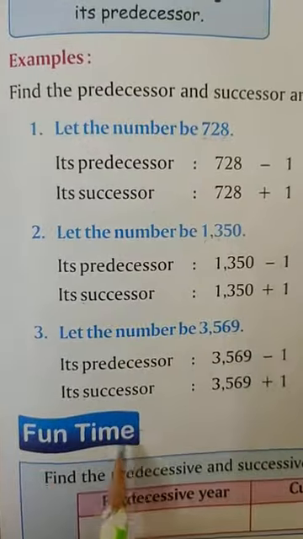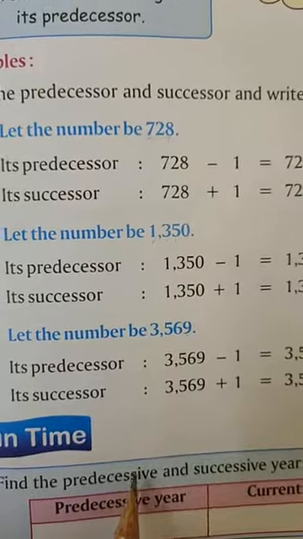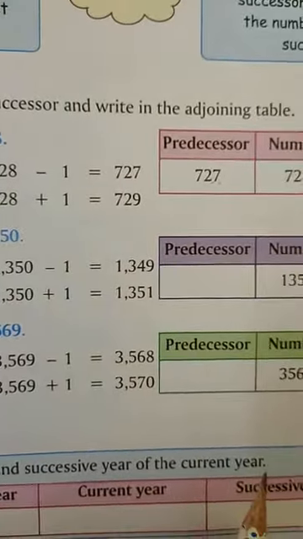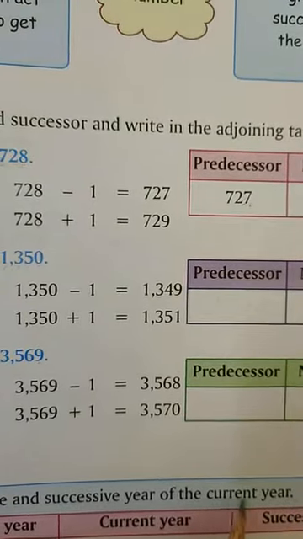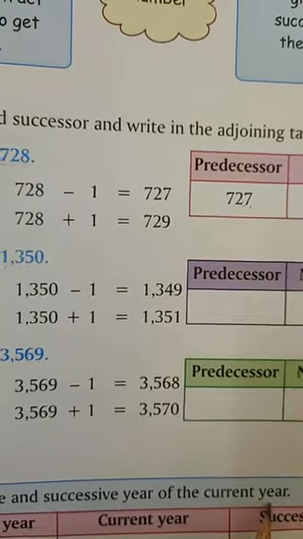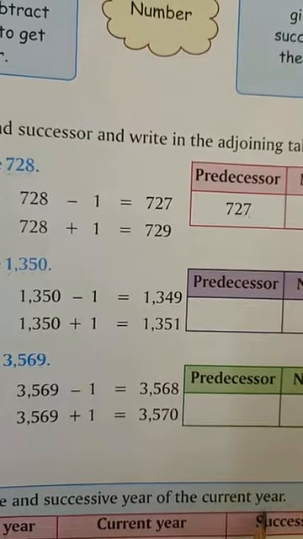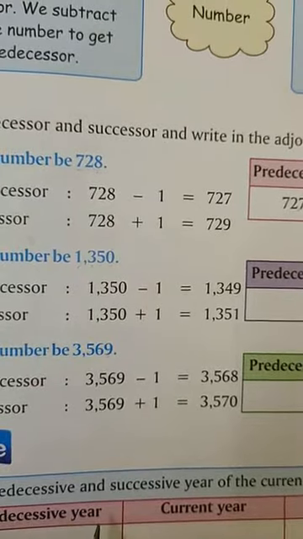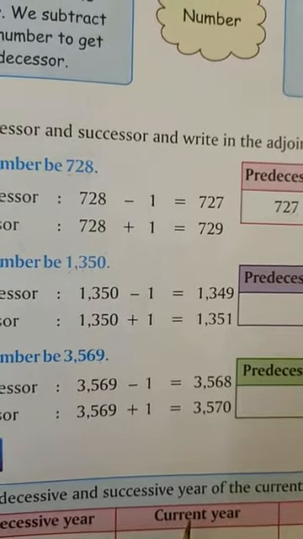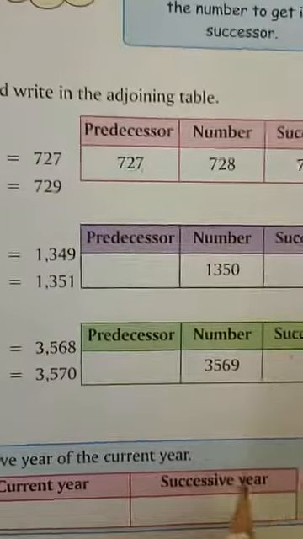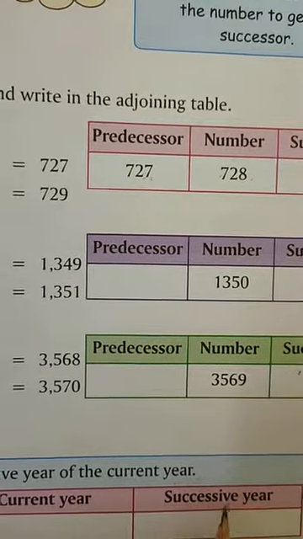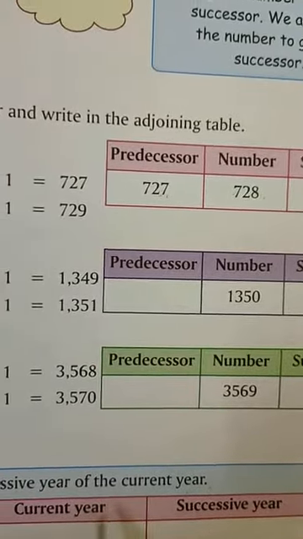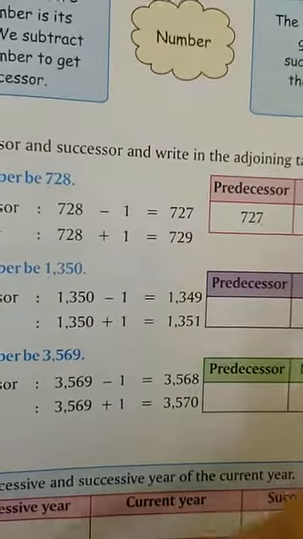Here is fun time. Find the predecessor and successor year of the current year. All of you know very well what the current year is. Yes, it is 2020. And how do we find out the predecessor year? By subtracting 1 from the current year. And how do we find out the successor year? By adding 1 to the current year. So do this on your own.